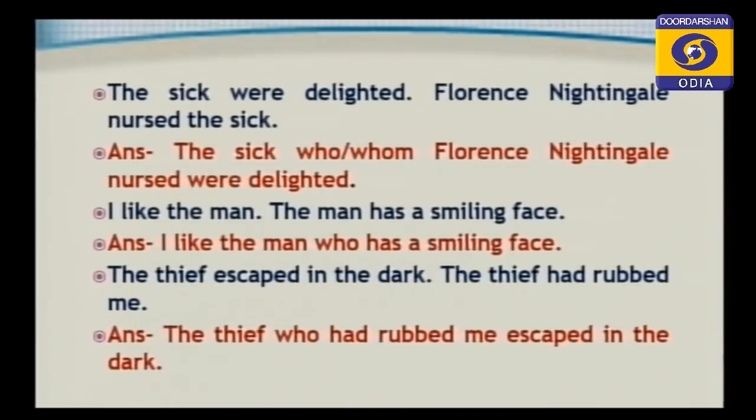More question sentences are there. The sick were delighted. Florence Nightingale nursed the sick. So, you replace the second the sick with the relative pronoun who or whom, and the sentence becomes: the sick who or whom Florence Nightingale nursed were delighted. I like the man. The man has a smiling face. Replace the second identical noun phrase the man with the relative pronoun who. I like the man who has a smiling face.